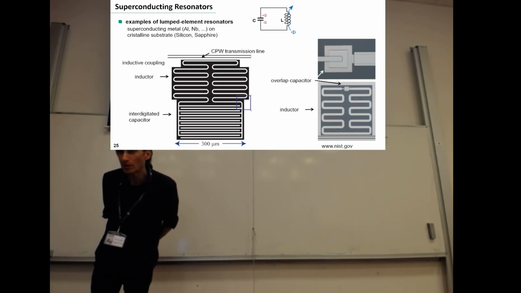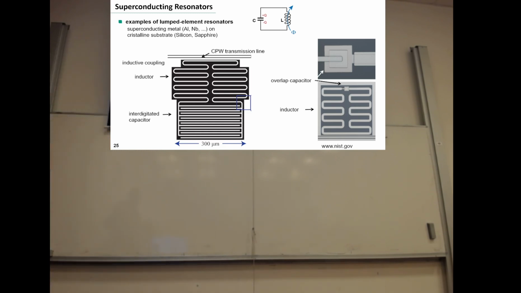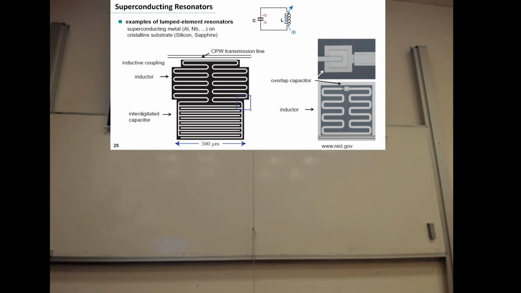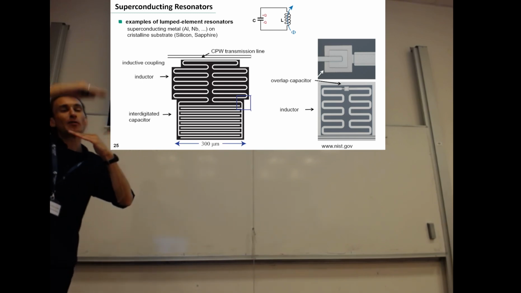Yeah, these are examples of real devices made on thin films using superconducting metals like aluminium or niobium. And you just fabricate them on a substrate like silicon or sapphire. In one version, you can make the inductor from a long and thin wire, and the capacitor from this kind of interdigitated capacitor. So you just have a small distance between these fingers, providing some capacitance. And then, of course, you can excite it by coupling it to some transmission line. I will show in a minute what this actually is. Or you can make an overlap capacitor where you have two plates separated by a dielectric.